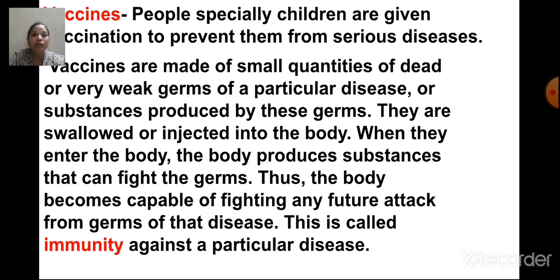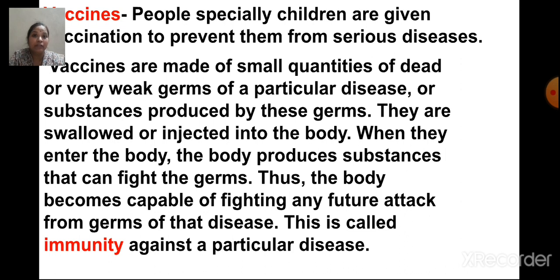Vaccines are made of small quantities of dead or very weak germs of a particular disease or substances produced by these germs. They are swallowed or injected into the body. When they enter the body, it produces substances that can fight the germs, which are called antibodies. Thus, the body becomes capable of fighting any future attack from germs of that disease. This is called immunity against that particular disease.